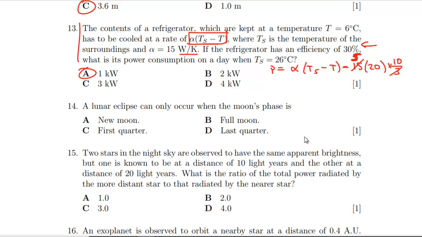Question 14. A lunar eclipse can only occur when the moon's phase is which one of these? So for a lunar eclipse, that's where we've got the Earth between the sun and the moon. So it has to be a full moon for the Earth to get in between. The moon has to be on the other side of the Earth for the Earth to get in the way of it and for it to be in shadow.